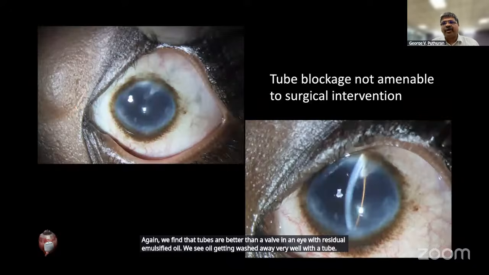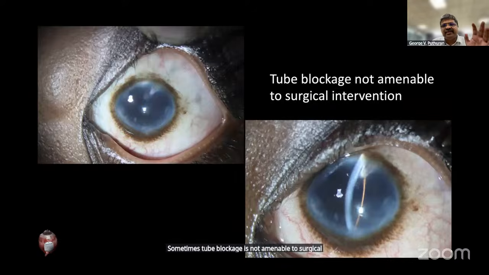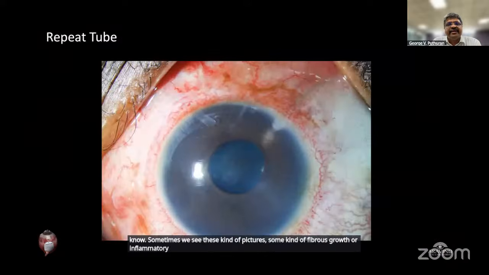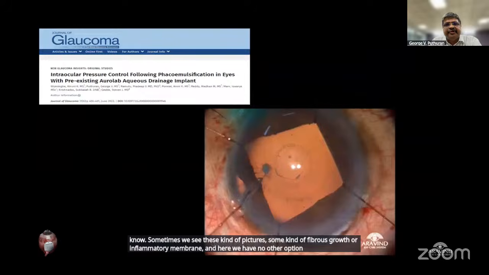Sometimes tube blockage is not amenable to surgical intervention. Sometimes we see these kinds of pictures, some kind of fibrous growth or inflammatory membrane, and here we have no other option but to repeat the tube.